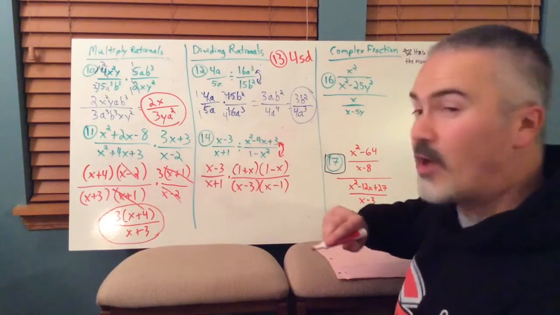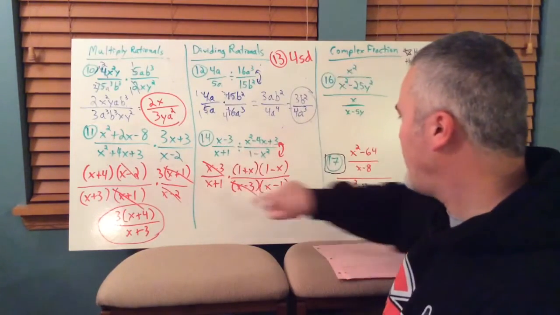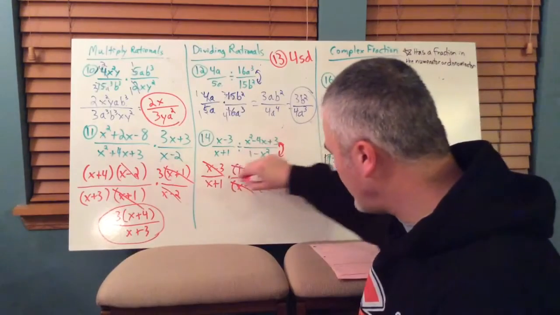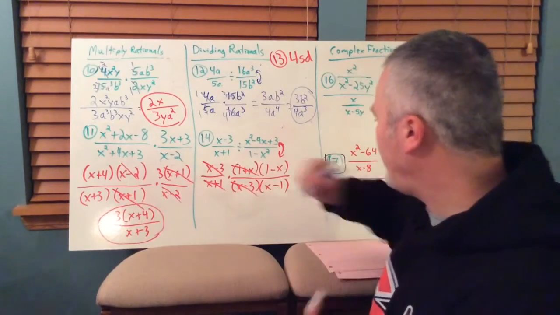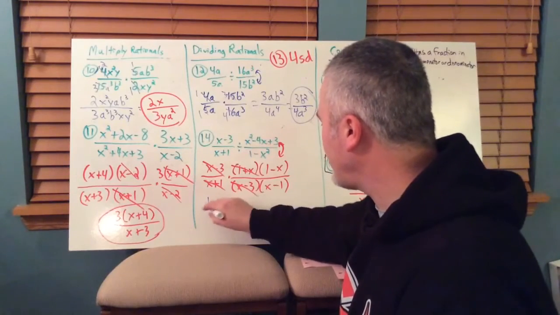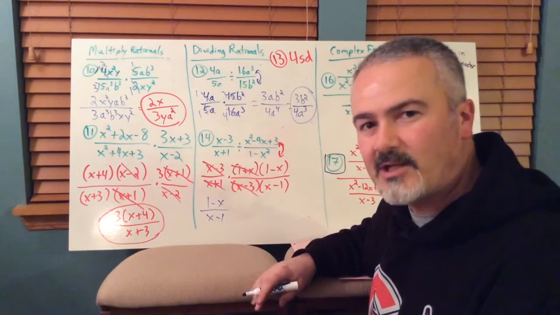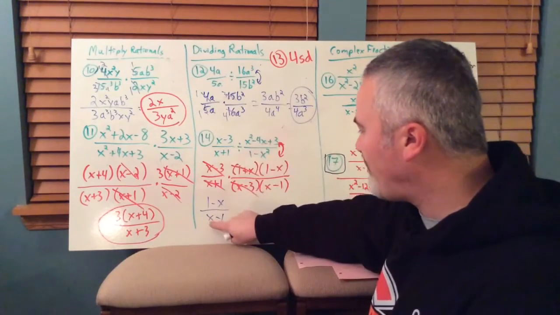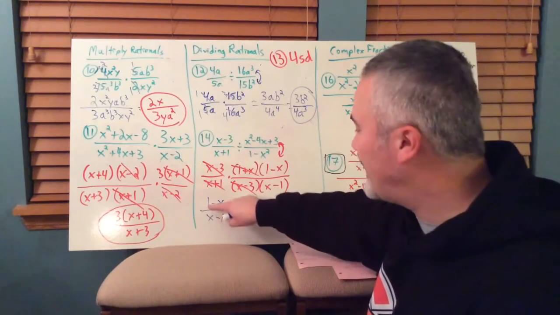And let's see what I can cross out this time. I can get rid of an x minus 3. These are both x plus 1s. So that gets me down to 1 minus x over x minus 1. Now it looks like I'm finished. However, take a closer look. Here we have a positive x, here we have a negative x. Here we have a negative 1, here we have a positive 1.